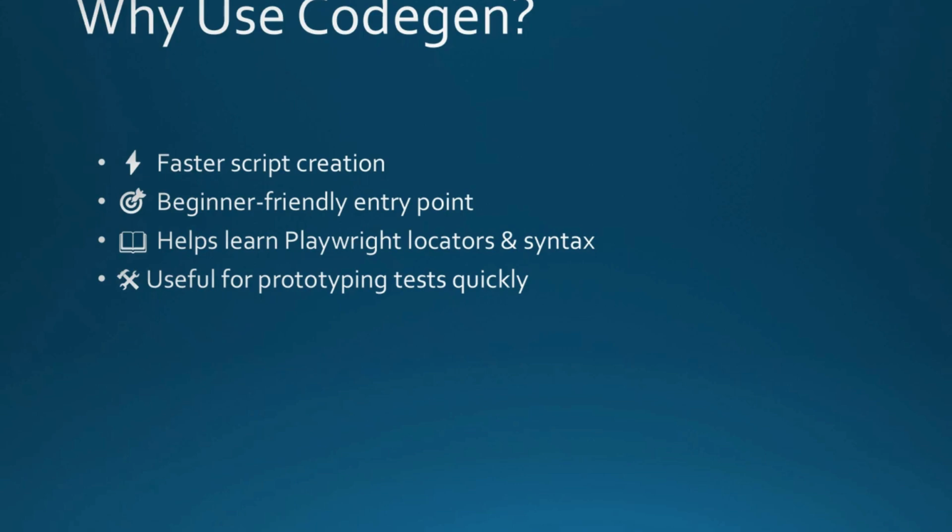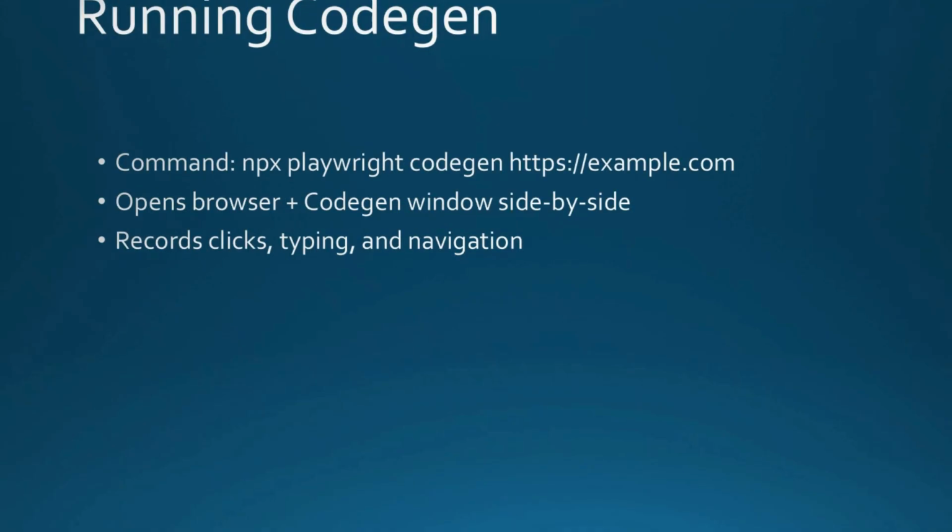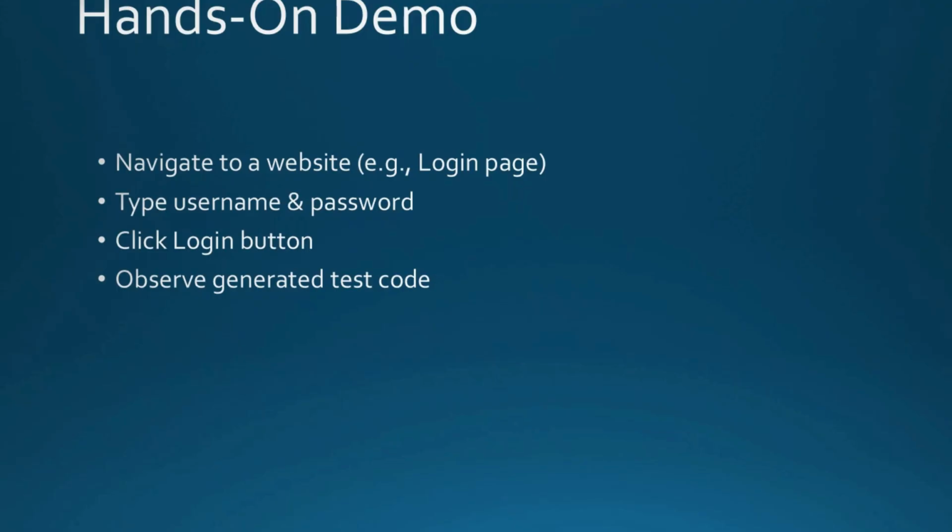As we discussed, why use Codegen? Definitely, the benefit will be to save time and reduce manual coding effort, but also emphasize it's a learning tool, not a final solution. We also ran Codegen using the command npx playwright codegen. This opened the browser alongside the Codegen window and started recording every action we perform. Simple and straightforward. In our demo, we navigated to a simple page, performed actions like typing and clicking, and saw how Codegen instantly converted those into usable Playwright test code.